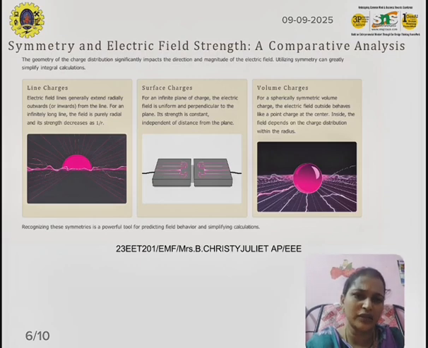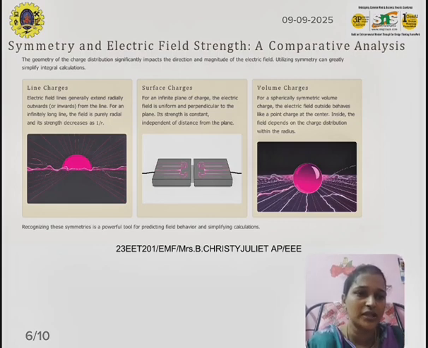If it is a surface charge, for an infinite plate of charge, the electric field is uniform and it is always perpendicular to the plane. So the field strength will always be constant, irrespective of the distance. It is not proportional to the distance for a surface charge, and this case is the same for the volume charge also. So when it comes to volume charge and surface charge, the distance is not at all considered for calculating the electric field, but when it comes to line charge, the distance matters more.